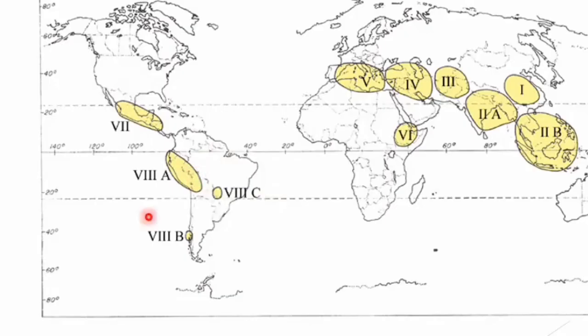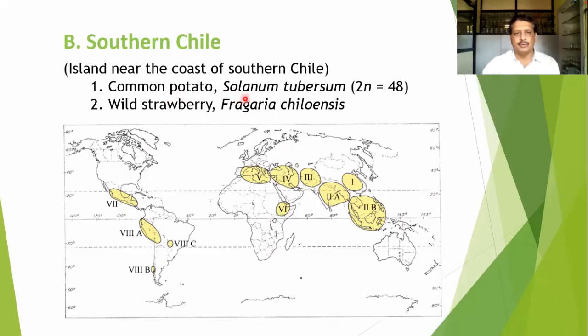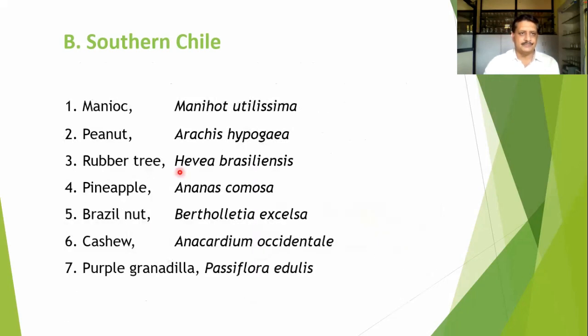Then the southern Chile, this one is the 8th center, we can say the B part, particularly this location. And this is the coastal region of Chile, where we can find the common potato, Solanum tuberosum, and the strawberries have evolved in those regions. Along with that, we find the peanut, Arachis hypogaea, rubber plant, pineapples, then Brazilian nuts and the cashew nuts are also originated from southern Chile.